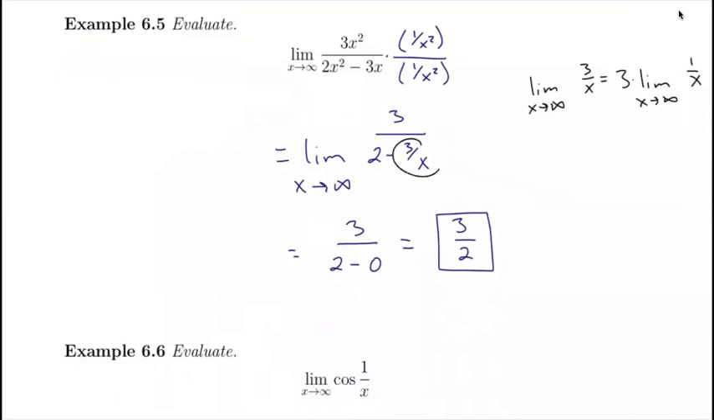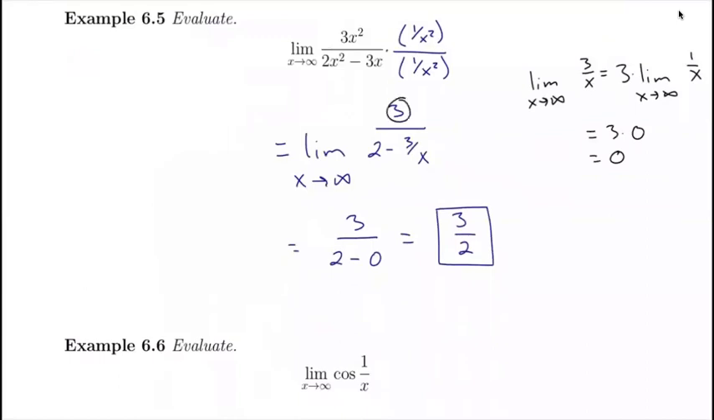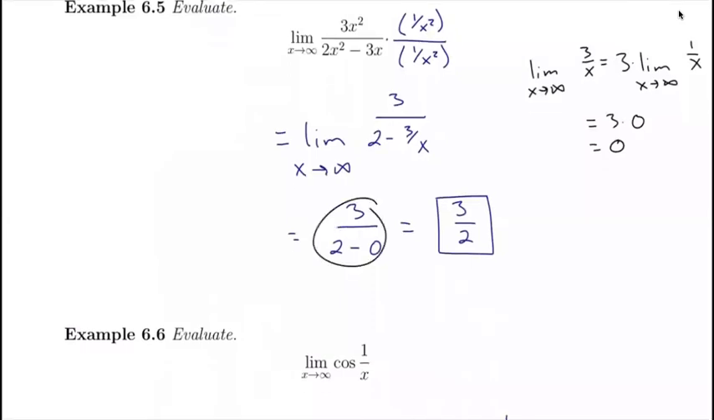So this term goes to 0, right? Because this is equal to 3 times 0, which is 0. So that settles it for the rest of it, right? The limit of these constants are just those constants. The limit of 3 is 3 no matter what x goes to. Same thing for 2. So you have 3 over 2 minus 0, since the limit of this as x goes to infinity is 0. And we end up with 3 over 2 as our answer.